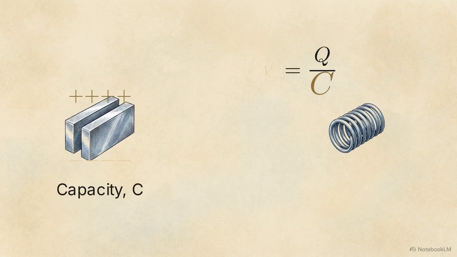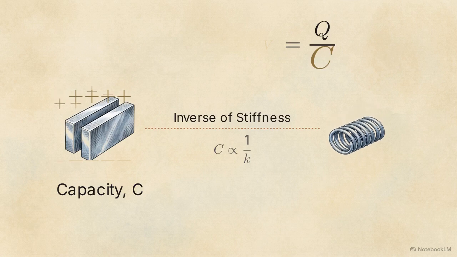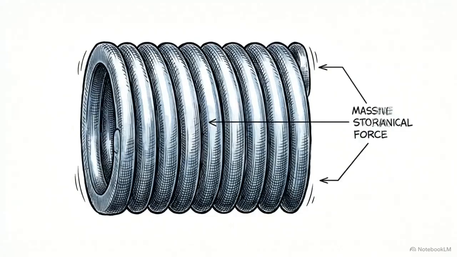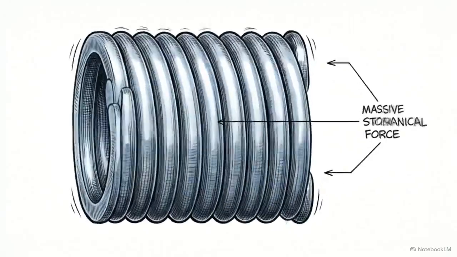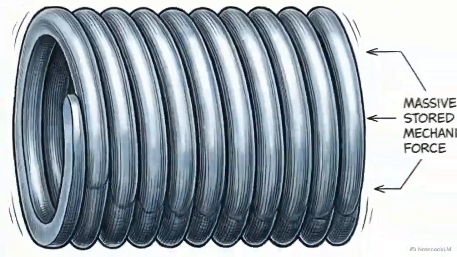This maps directly to a mechanical spring. The electrical capacity behaves identically to the reciprocal of a spring stiffness. Pushing charges into the capacitor is like physically compressing that spring. The energy is stored as potential energy. A fully charged capacitor is a coiled mechanical spring, holding intense electrical pressure that is ready to be released.